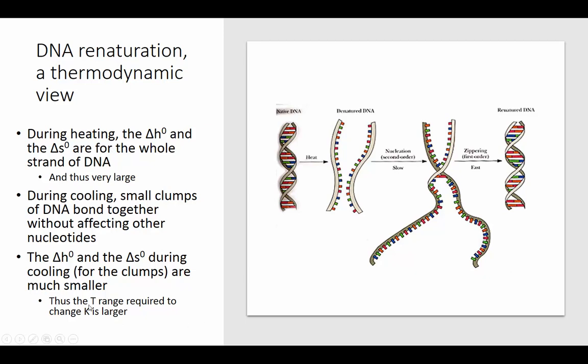So the temperature range, because of this smaller delta H, delta S, the temperature range required to change the equilibrium constant is much larger, as opposed to the smaller temperature range for unzipping or for melting the DNA.